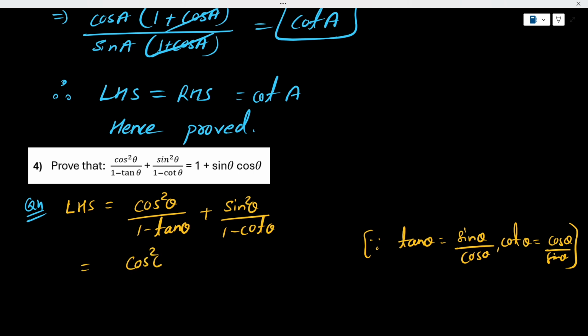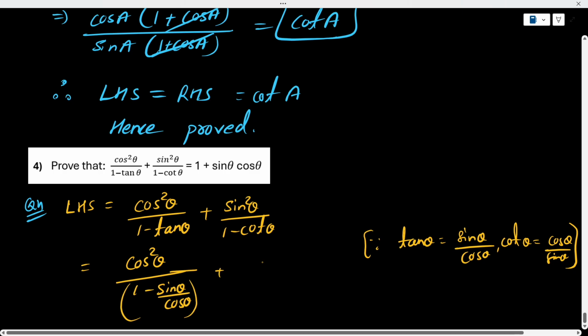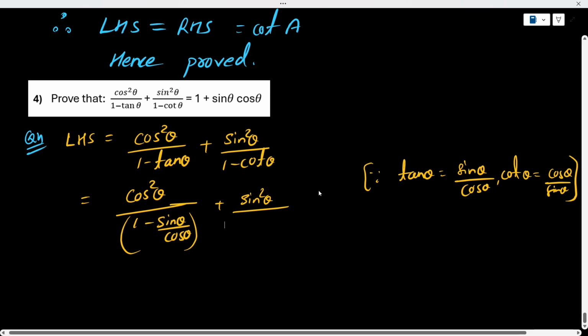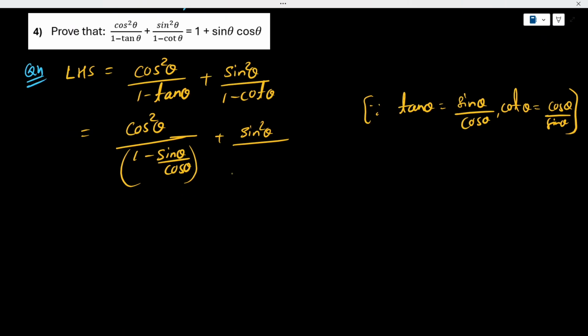Substitute here, numerator remains as it is, by 1 minus sin theta by cos theta in one bracket, plus sin² theta by, what are we going to take here? 1 minus cot theta will become 1 minus cos theta by sin theta. Now you know that in the denominator you have to get the common denominator of both the terms. You will take the LCM. For the LCM you just do this cross multiplication, right? So this one will get multiplied with 1 and this will get multiplied with this. You can do this cross multiplication here.